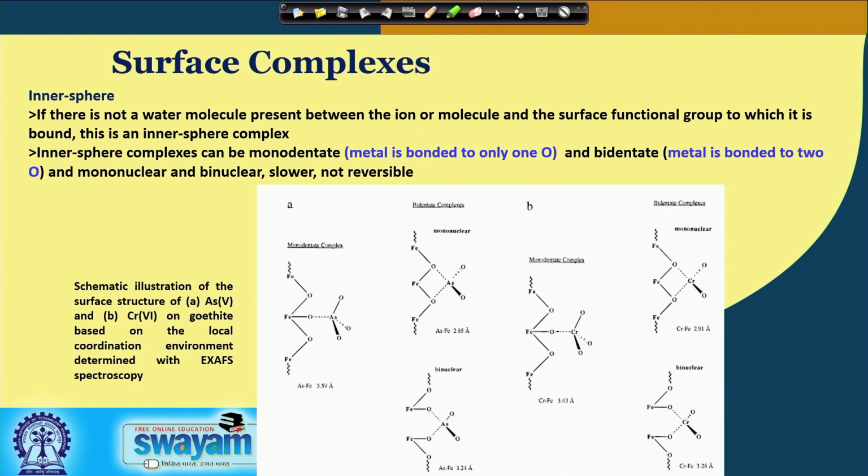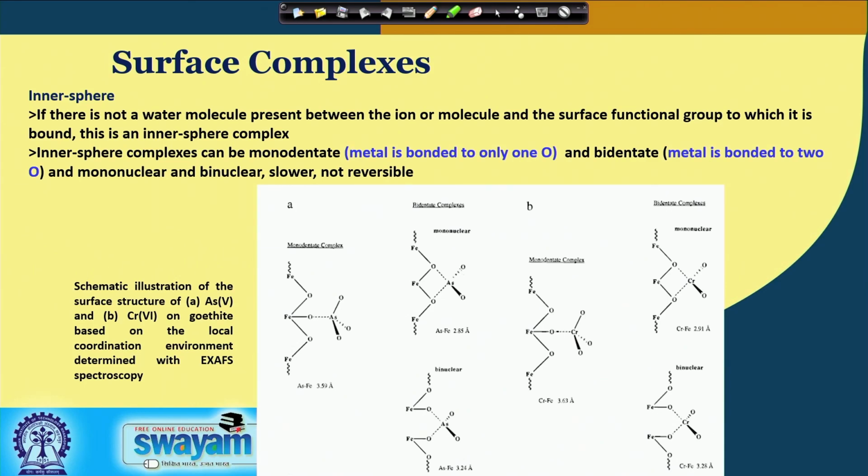By monodentate, it means that the metal is bound to only one oxygen, and it can be bidentate, where the metal is bound to 2 oxygens, and can be mononuclear and binuclear. Inner sphere complexes are slower, and they are not reversible. So, inner sphere complexes are not reversible, they are slower as compared to the outer sphere complex. They can form either monodentate complex or bidentate complex.